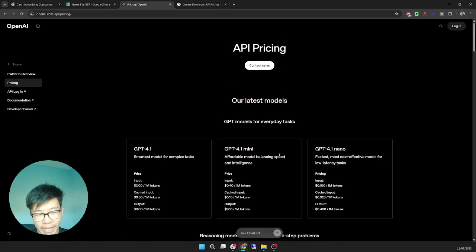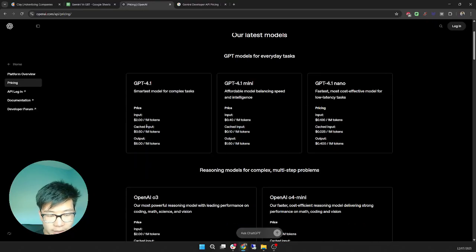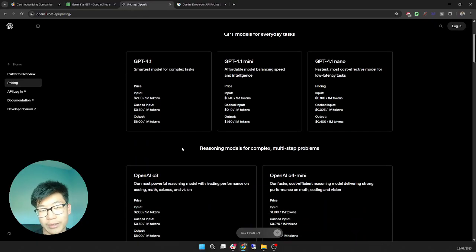So this is the API pricing model. And this is really important to know when you're doing any sort of pricing, when you're trying to build out these tables, because at scale, it can get really, really expensive. This is GPT 4.1, the smartest model for complex tasks. It's $2 per million input tokens and $8 per million for output. And obviously people are like, this is really, really expensive. And to be honest, it is.